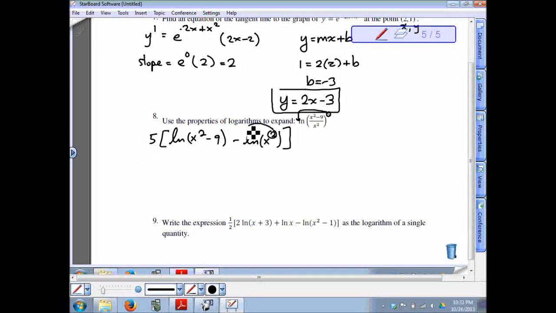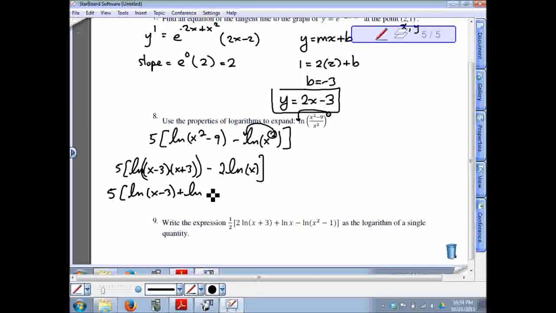So, and then we can take this 2 and drop it down in front of that logarithm. So we're going to have 5 times the natural log of x minus 3 times x plus 3 minus 2 times the natural log of x. Now, we're taking the logarithm of the product. So this can be expanded further. This is going to be 5, and then natural log of x minus 3 plus the natural log of x plus 3 minus 2 times the natural log of x.